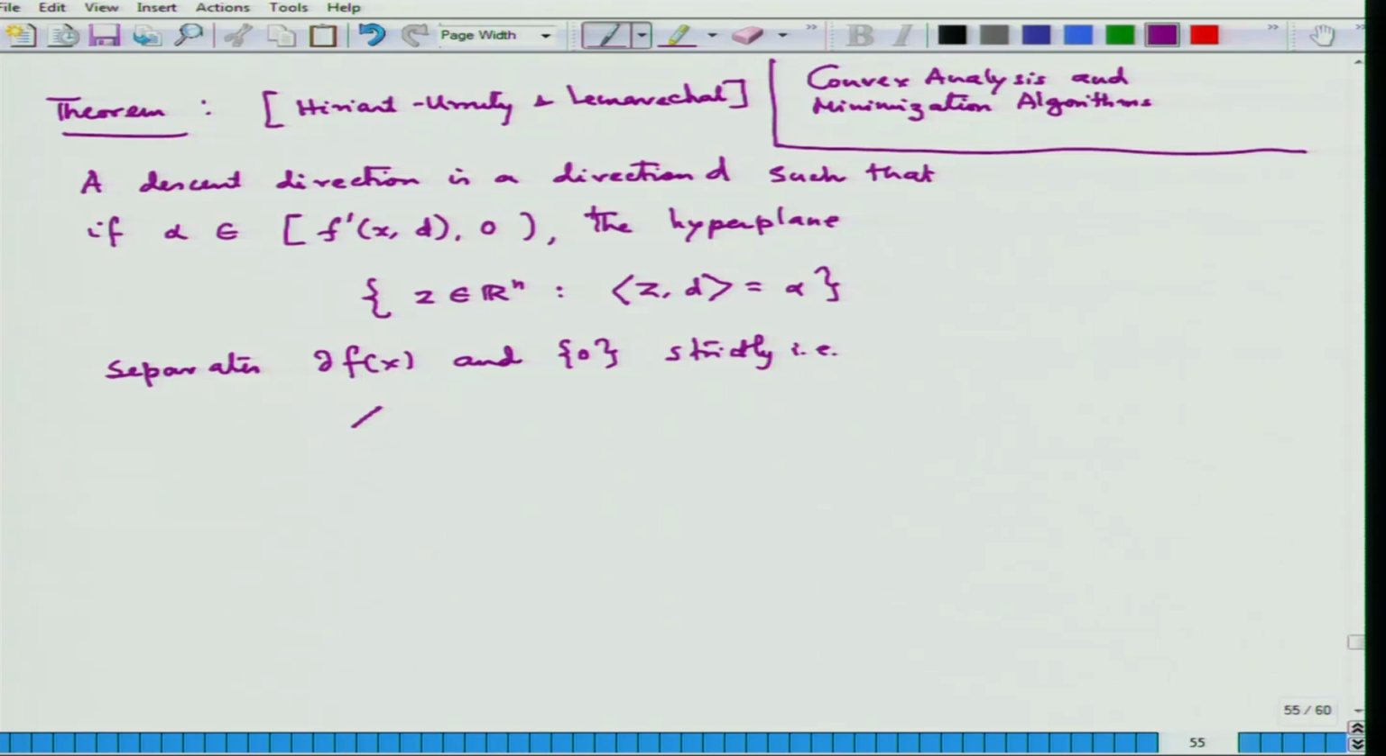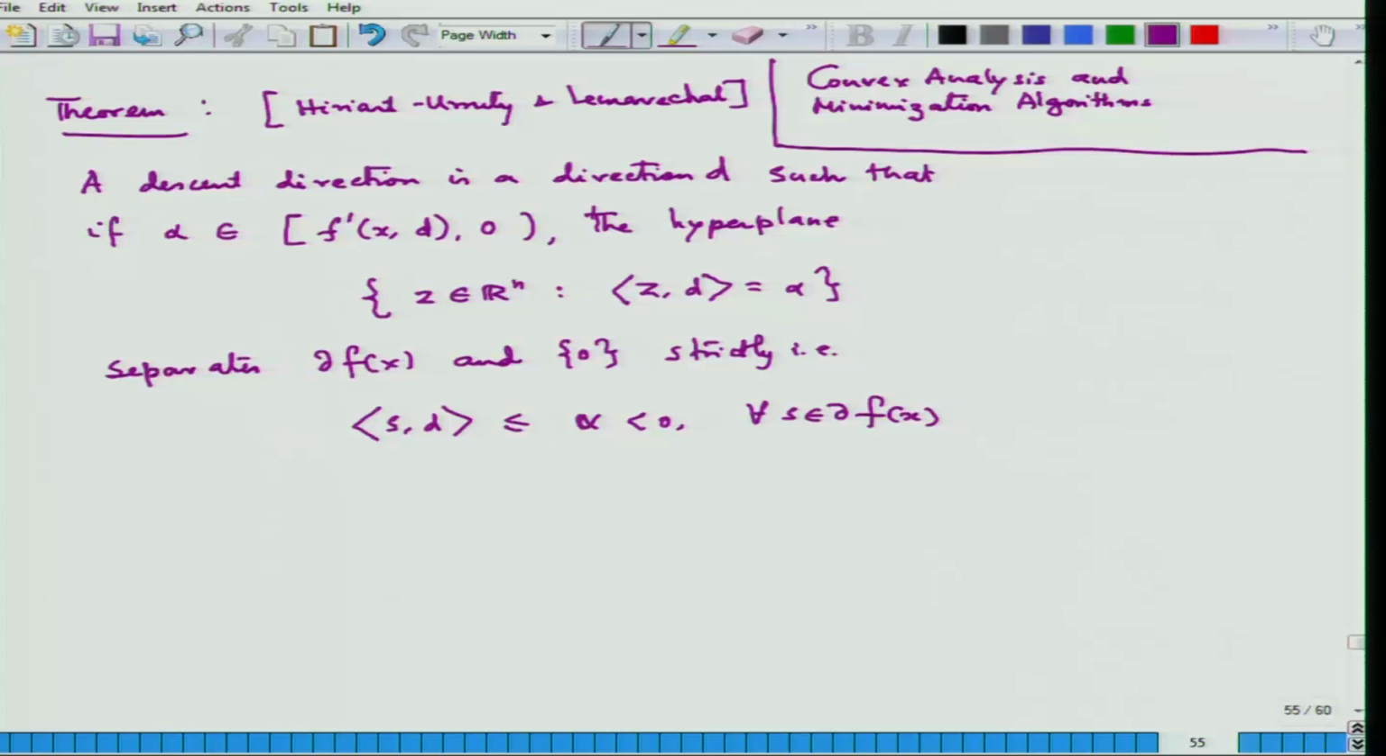And that is s d is less than or equal to alpha, strictly less than 0, for all s an element of the subdifferential of f at x, which is very natural, because from the definition of the directional derivative or the descent direction, if d is a descent direction, this would happen. And if I define a separation hyperplane like this, then this is a strictly separating hyperplane, if you know the language of strict separation.